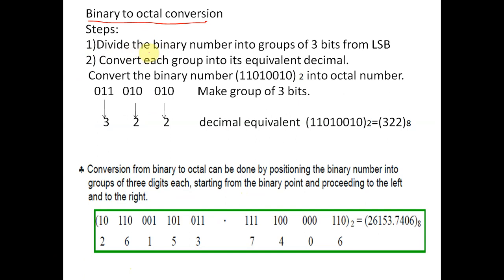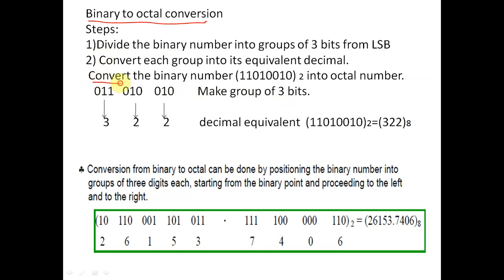So divide the given binary number into groups of 3 bits from the LSB. Convert each group into its equivalent decimal. Again I repeat, convert each group into its equivalent decimal.